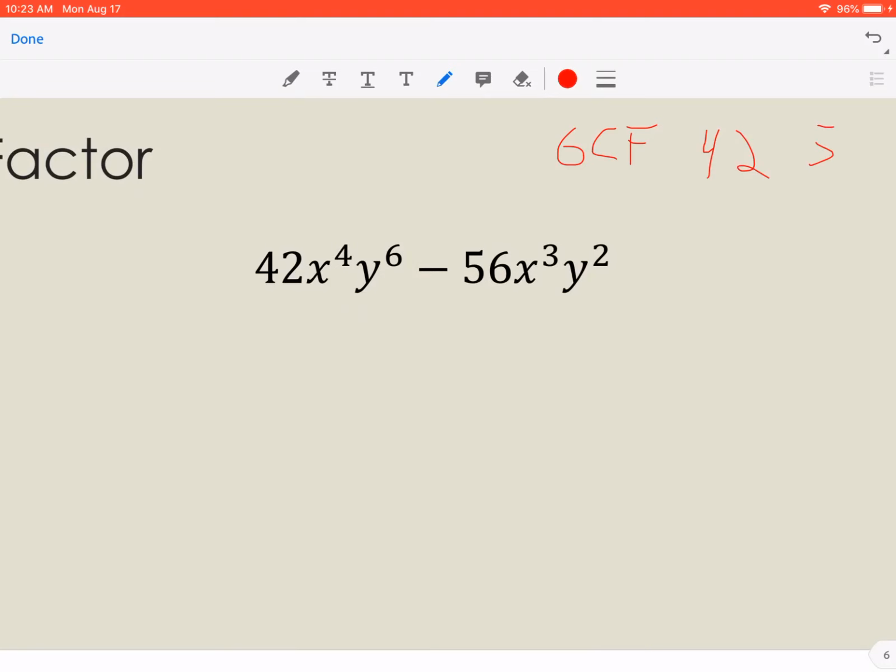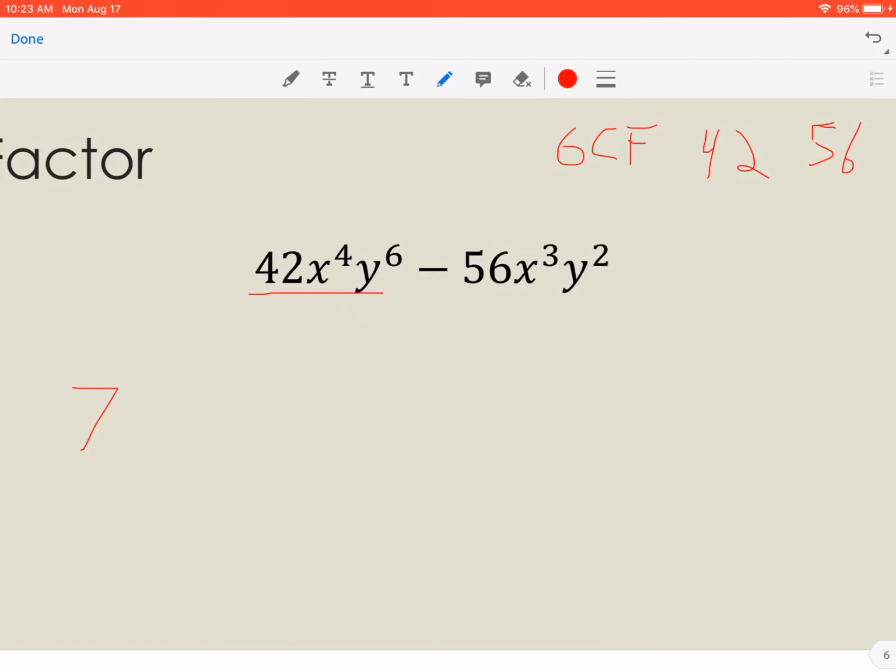So again, 2 works. 6 will work for 42, but not 56. But what about 7? 7 times 6 is 42. 7 times 8 is 56. So we're going to pull out a 7.